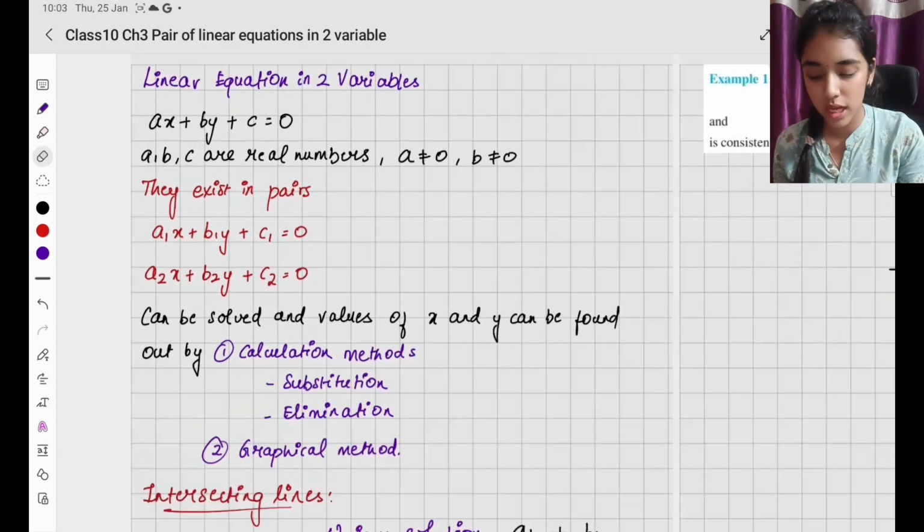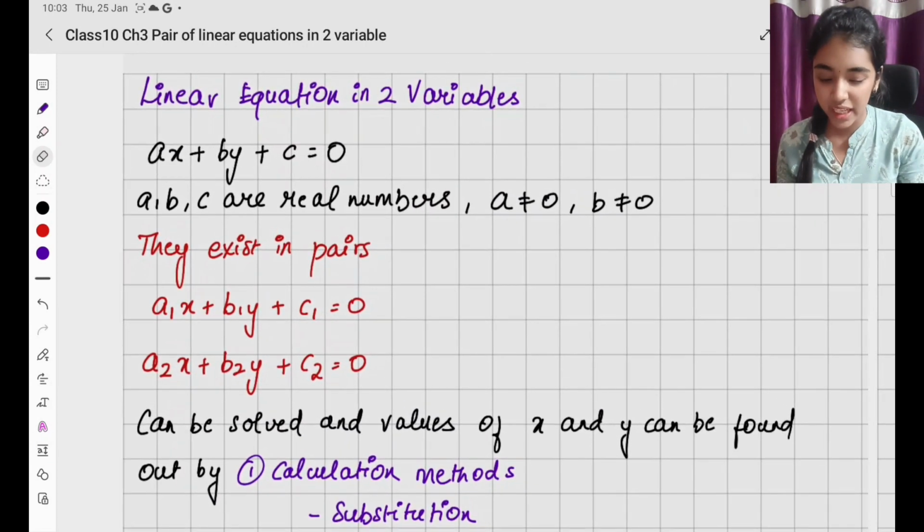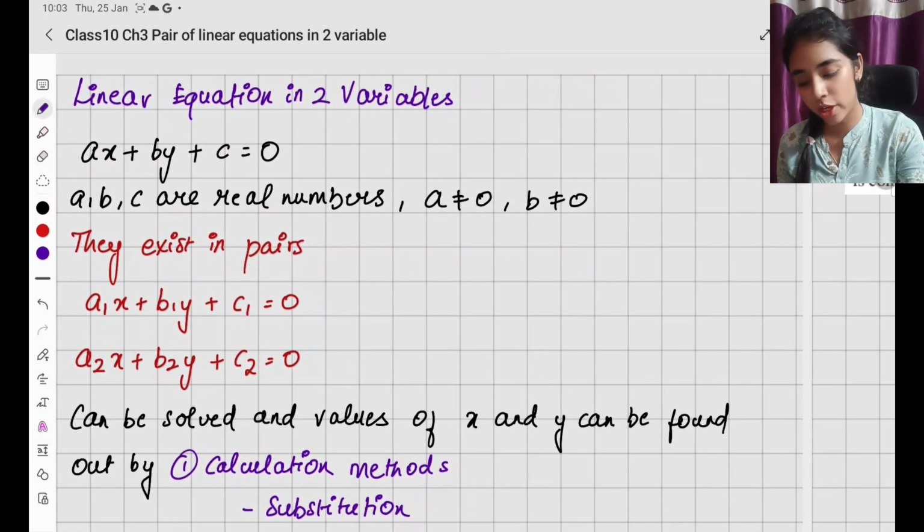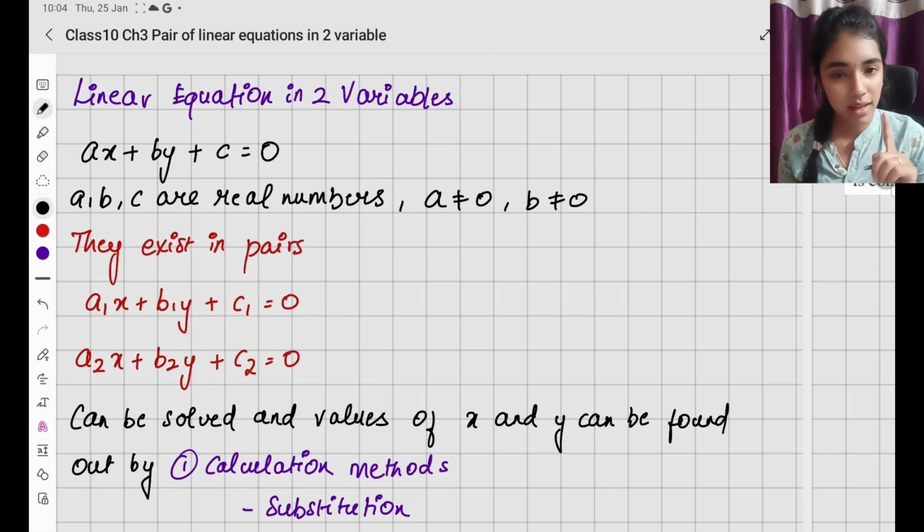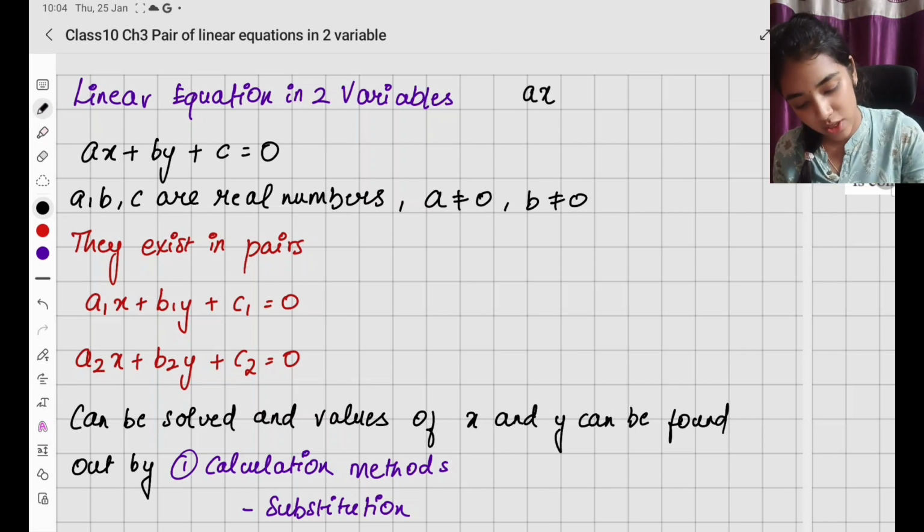Now moving on to Class 10, Chapter Number 3, Linear Equation in Two Variables. இப்போ நம்ம polynomials chapterல என்ன பார்த்தோம்? We saw linear equation in one variable, ஆனா quadratic பார்த்தோம். இல்லையா, what did we see? We saw ax square plus bx plus c.